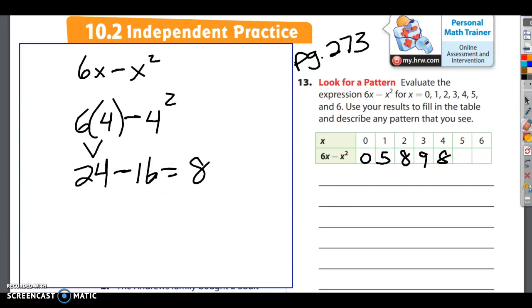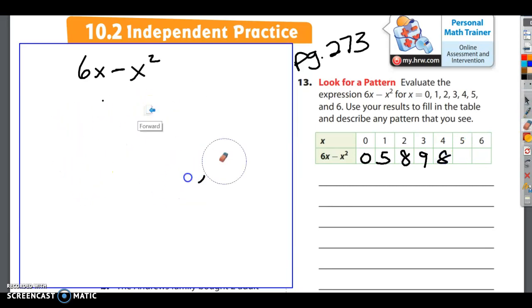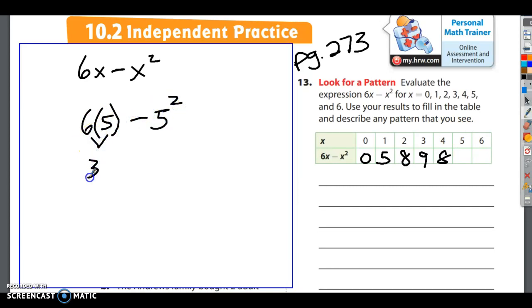Now I wonder if you could examine the table and predict the next answer. It's okay if you can't, but it'd be interesting to see if you could. I'm going to replace x with 5, so I'm going to do 6 times 5, that's 30. And then I'll subtract 5 squared, that's 25. 6 times 5 is 30. And 5 squared means 5 times 5, that's 25. 30 minus 25 is 5.